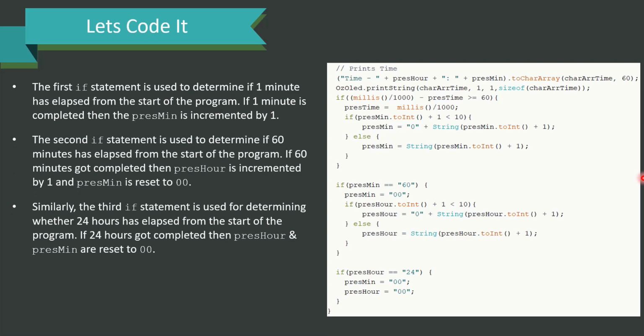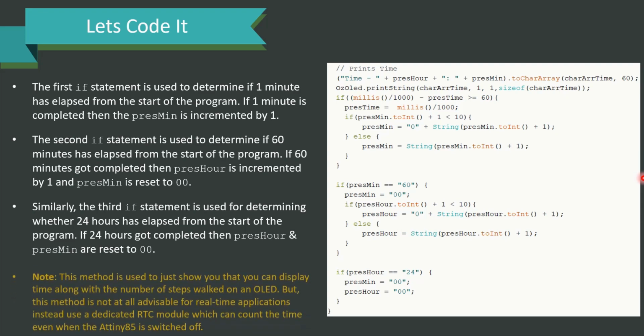Similarly, the third if statement is used to determine whether 24 hours has elapsed from the start of the program. If 24 hours got elapsed, then press R and press min are reset to 00. This is all very simple and easy to understand. Why do we do it?